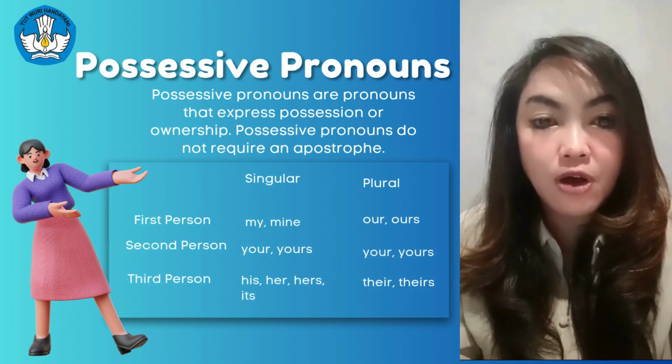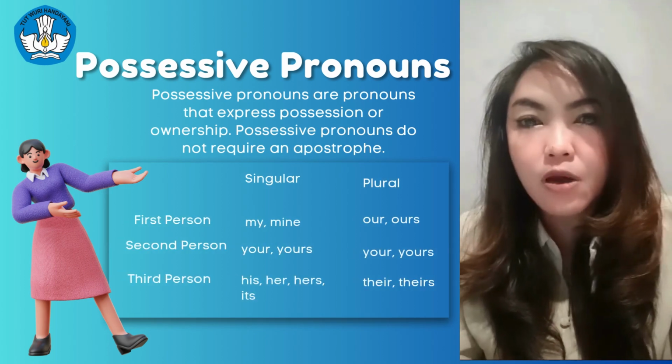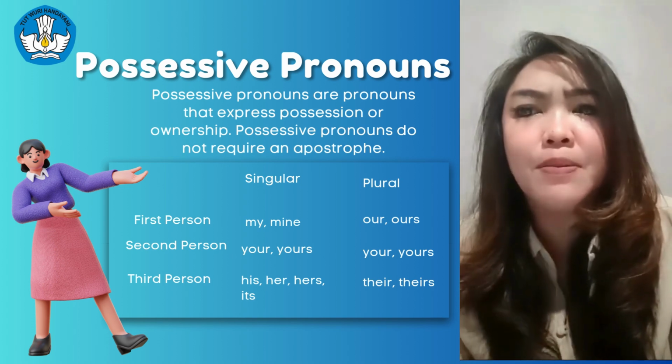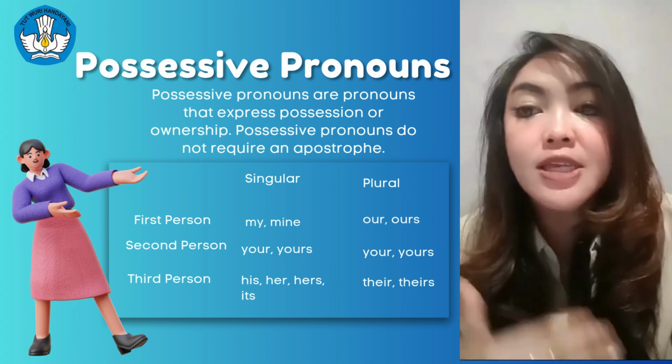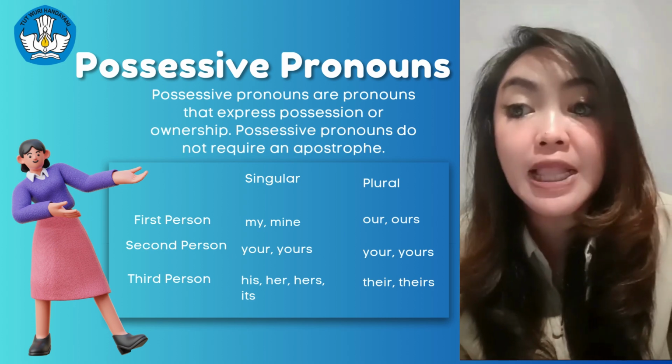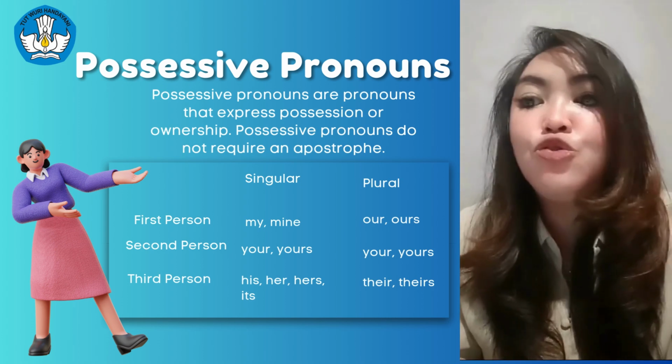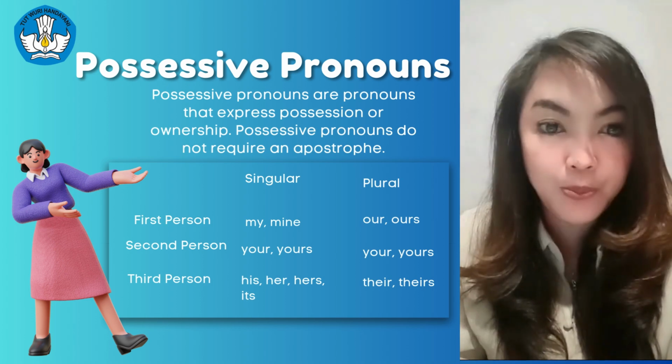Now, we are going to talk about the possessive pronouns. What are possessive pronouns? They are pronouns that express possessions or ownerships. Jadi ini untuk menyatakan kepemilikan. Possessive pronouns do not require an apostrophe.